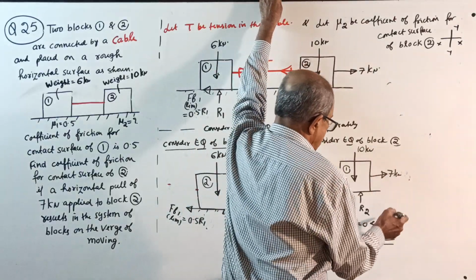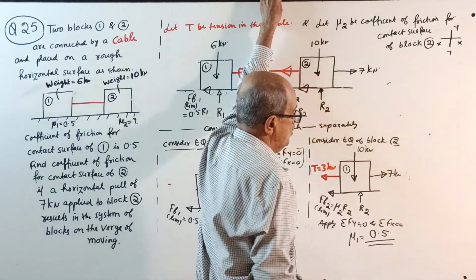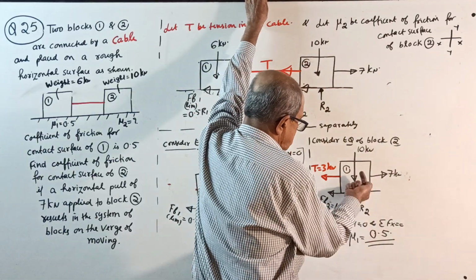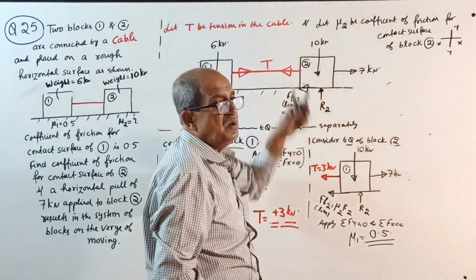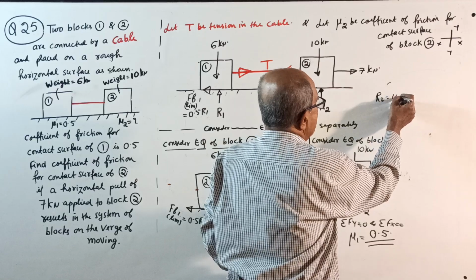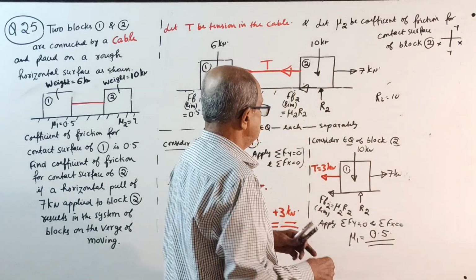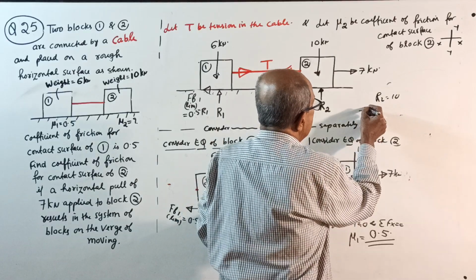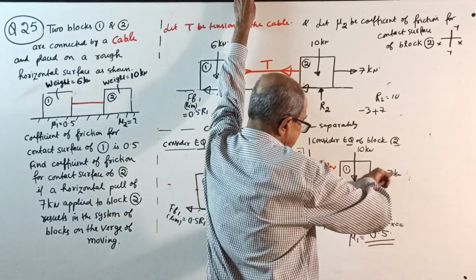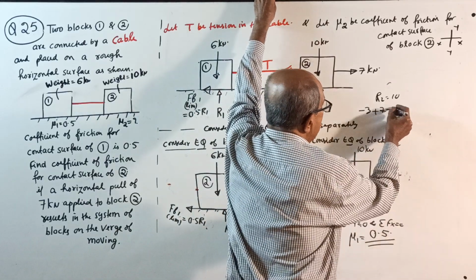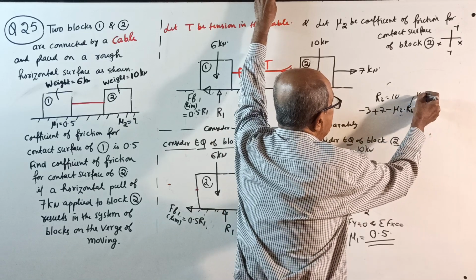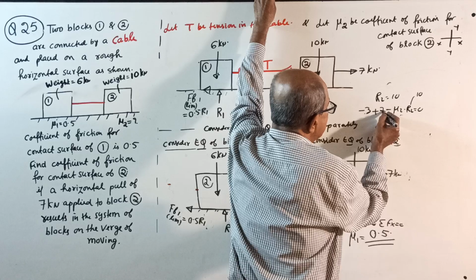Now apply sigma Fy = 0, sigma Fx = 0. I will dictate sigma Fy = 0: plus R2 minus 10 equal to 0. R2 will come 10 kilonewton. Then sigma Fx = 0: minus 3 plus 7 minus mu2 into R2 equal to 0. R2 you got 10. So minus 3 plus 7 is plus 4.